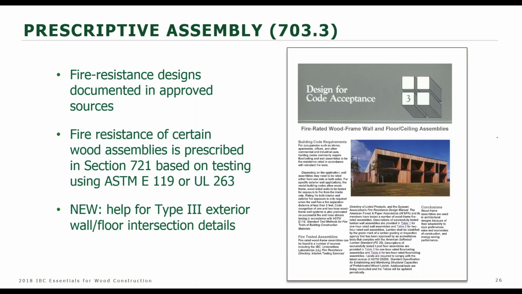You may also be familiar that the code specifically says you can use fire resistance designs from approved sources. Here's one of ours, American Wood Council DCA 3, designed for code acceptance, fire rated wood frame wall and floor ceiling assemblies. These are listings, you could call them generic listings of assemblies that are based on the body of test data for wood frame construction.